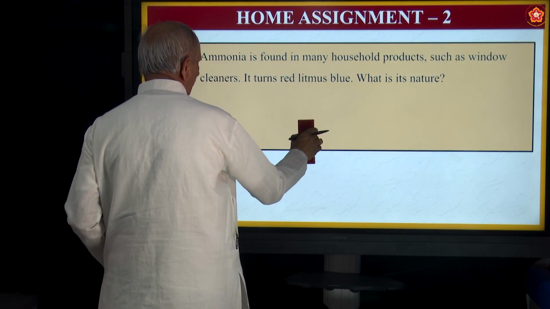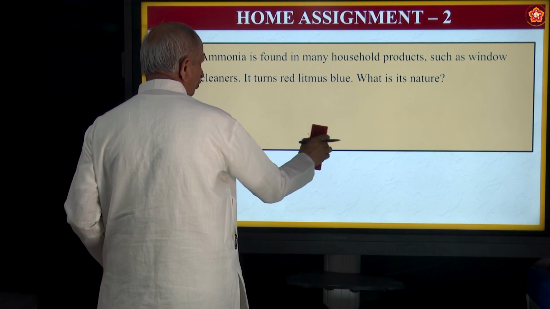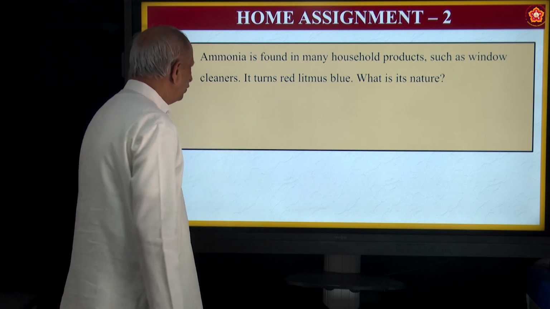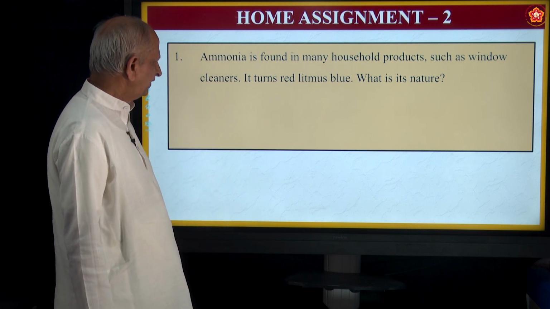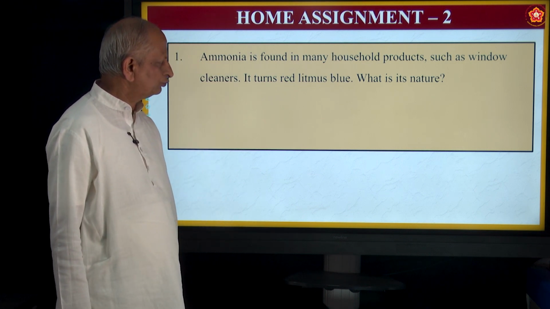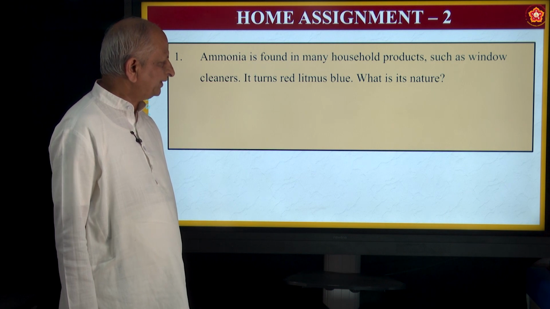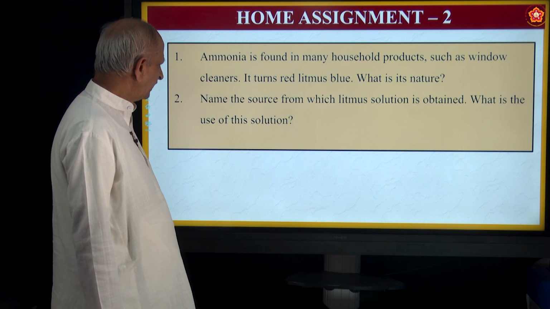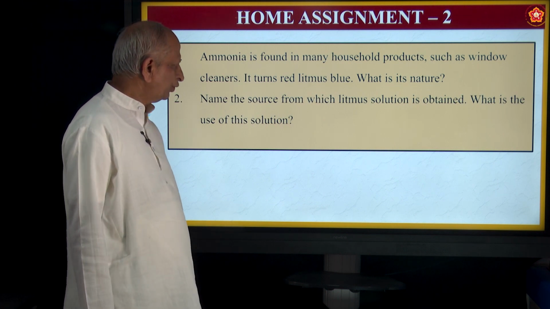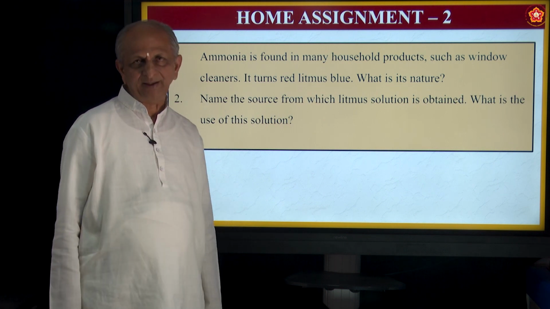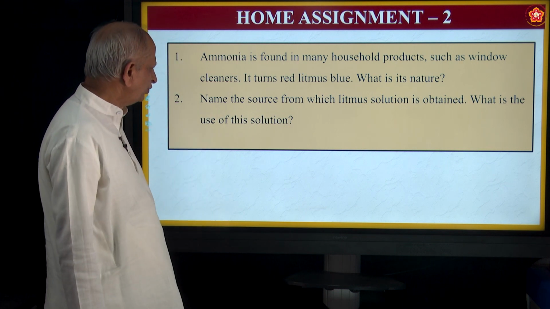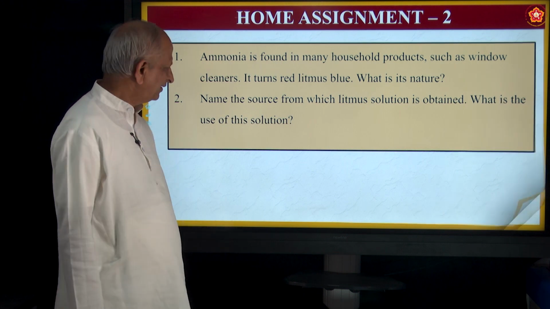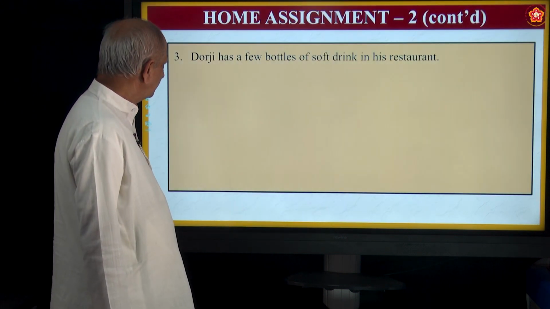Ammonia is found in many household products such as window cleaners. It turns red litmus blue. What is its nature? Second, name the source from which litmus solution is obtained. What is the use of this solution? You will do that? Okay, third question.